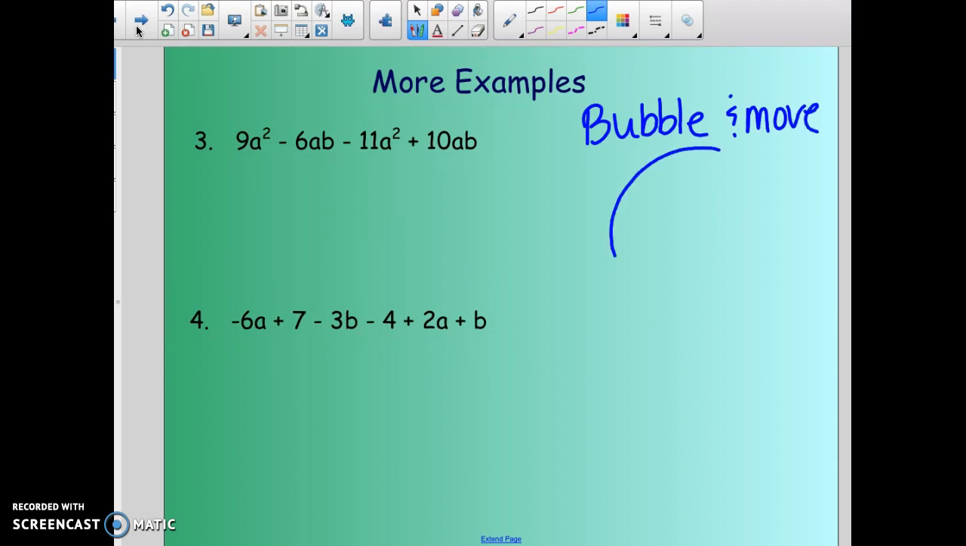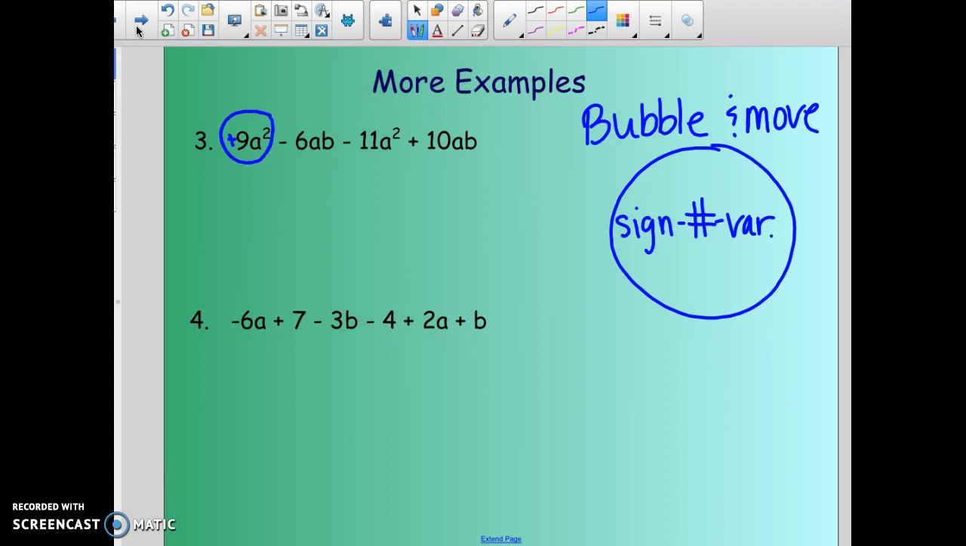When we have a bubble, you're going to have the sign, the number, and the variable all inside of a circle. So if you need to pause and write that down, we're going to have inside of a bubble, we're going to put our sign, number, and variable. So on 9a to the second power, what kind of sign is that? Well, if it's not there, that's a positive. That's a positive 9a to the second power.